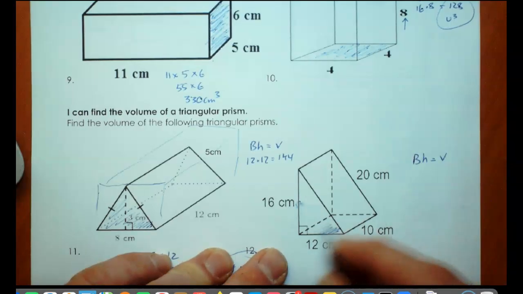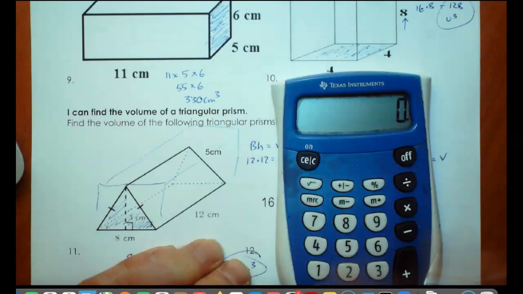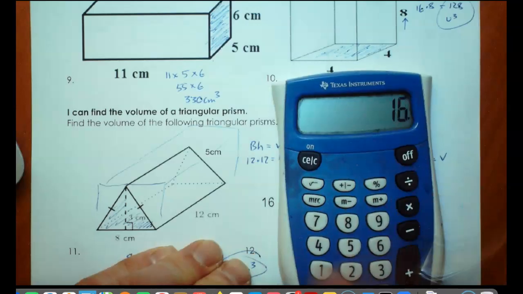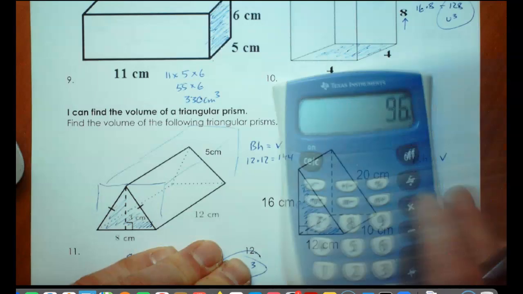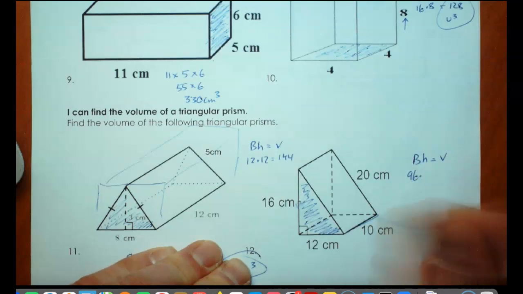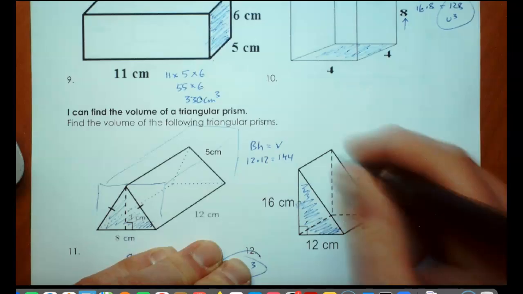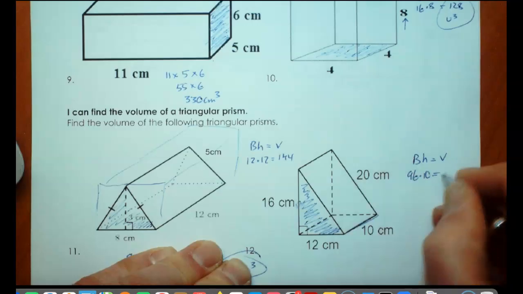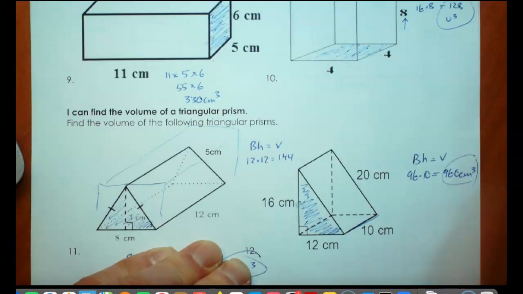We'll find the area of this triangle then. Well, that's going to be 16 times 12 divided by 2, right? So 16 times 12 equals 192, divided by 2 should be 96. So their base here is 96, and we just multiply with the height. This is the height right here, 10. This measurement here is not the height, that's the measure of that side. So that's 960 centimeters cubed.